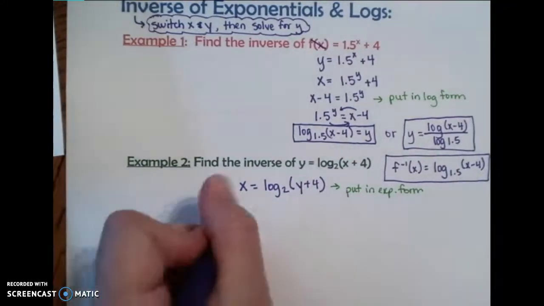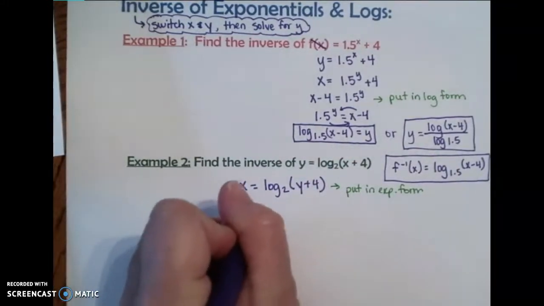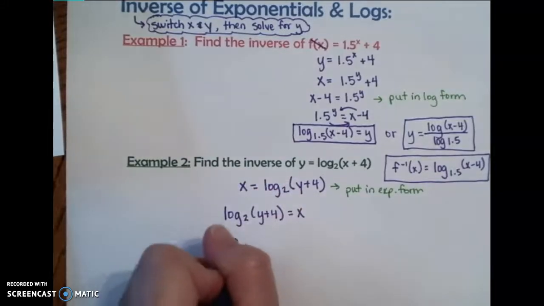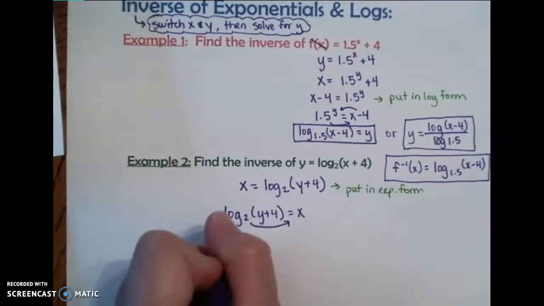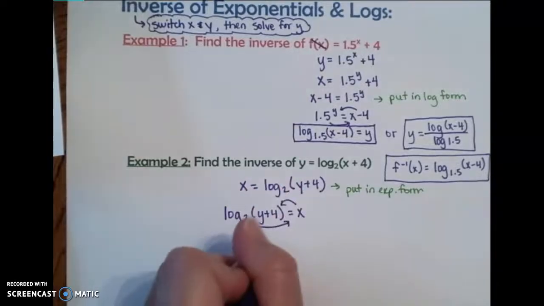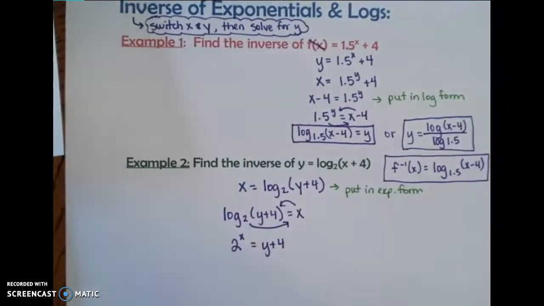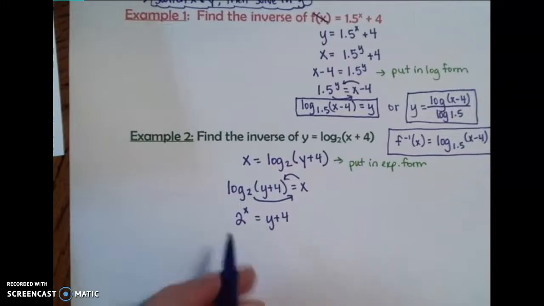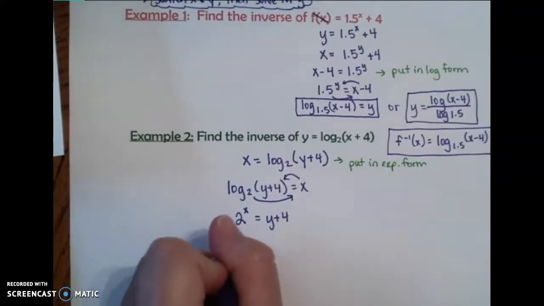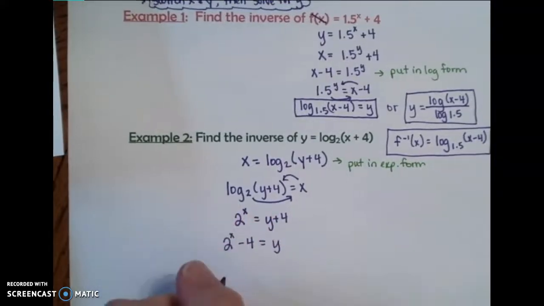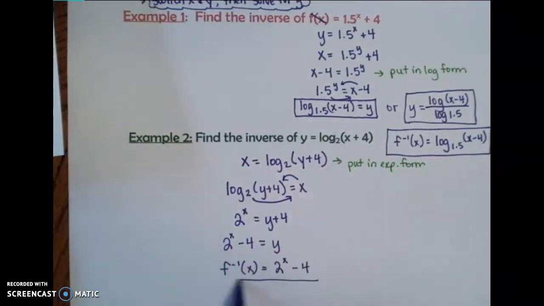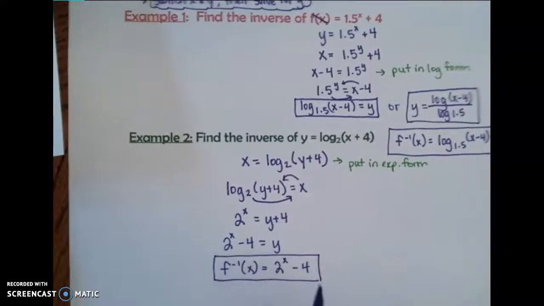And again, if you don't like it that way, just turn it around. So you write your base, go out, come back. So remember, your goal is to get y by itself, so you would subtract 4. So 2 to the x minus 4 equals y, and then finish up with that inverse notation. And it's really that simple.